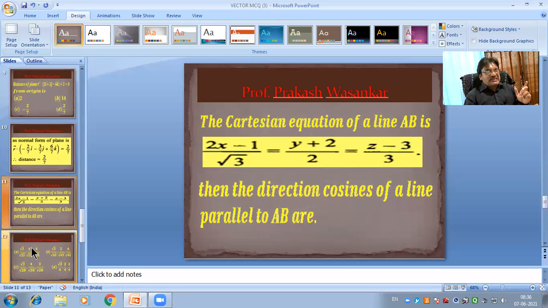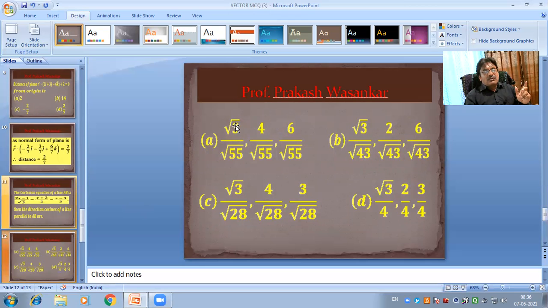Here the options are: Option A, root 3 upon root 55, 4 upon root 55, 6 upon root 55. Option B, root 3 upon root 43, 2 upon root 43, 6 upon root 43. Option C, root 3 upon under root 28, 4 upon under root 28, 3 upon under root 28. Option D, root 3 upon 4, 2 upon 4, 3 upon 4.